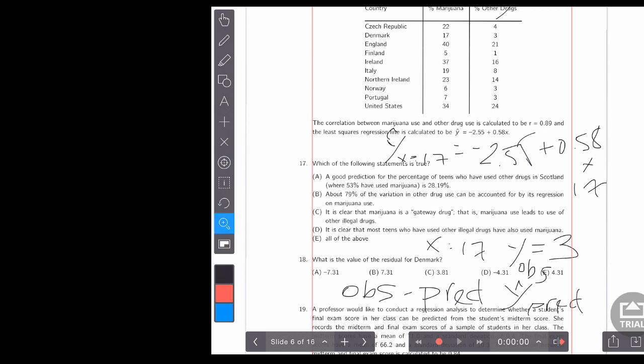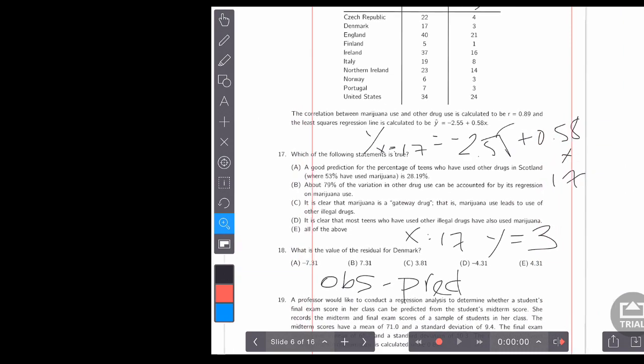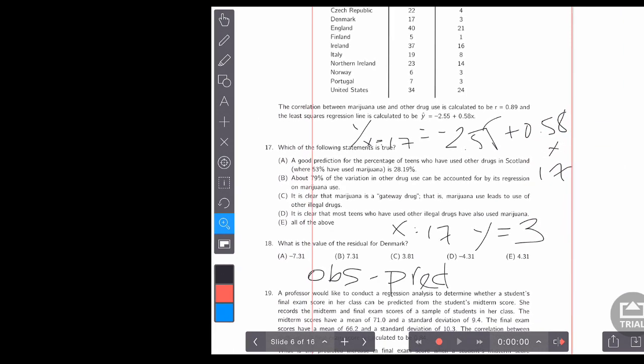Lots of editing goes into this stuff. Oh my goodness. Okay, y, oops. Y predicted is 7.31. It's terrible.